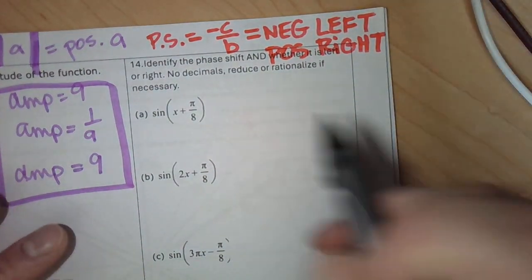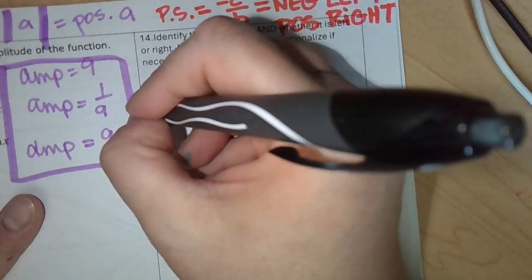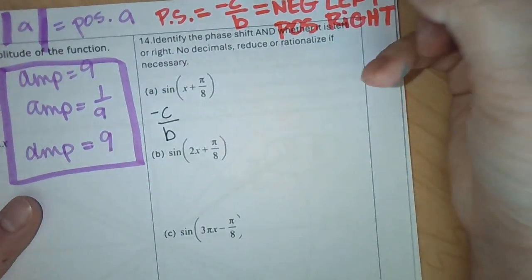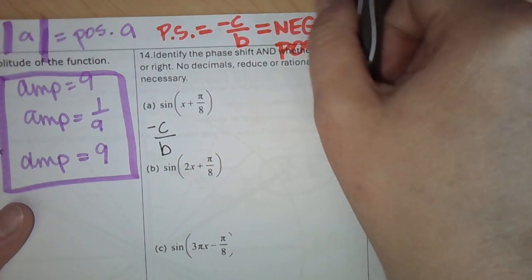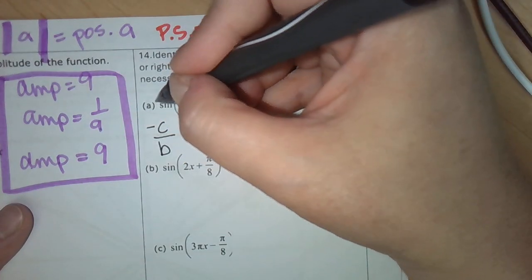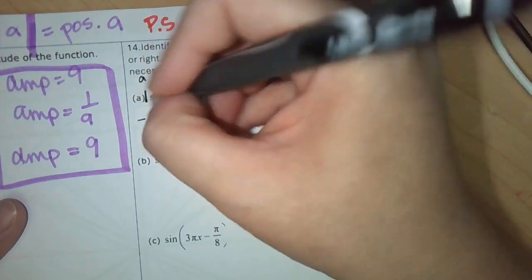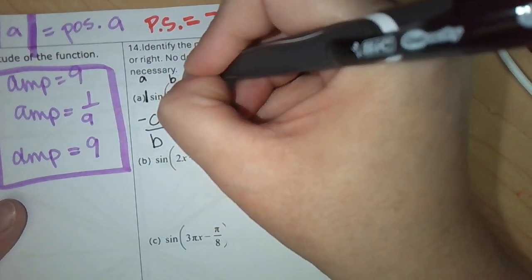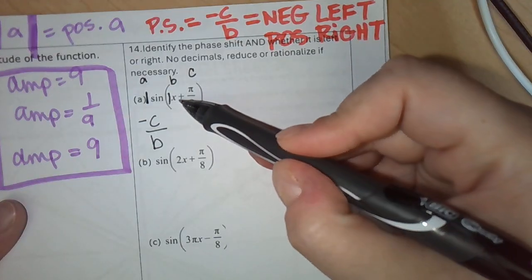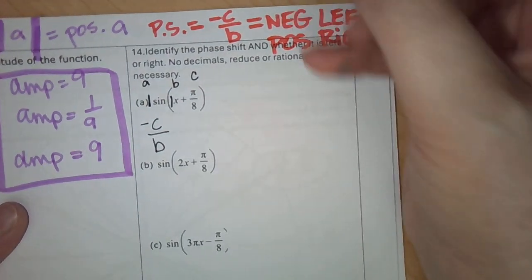It says identify the phase shift and whether you go left or right. No decimals, reduce or rationalize if necessary. Okay, phase shift, negative C over B. Uh-oh, I need to figure out what my C and B are. Well, A is what's in front of the sine. We don't care about him. B is what's in front of the x, my good friend 1. C is what's after the plus or the minus, but still in the parentheses.